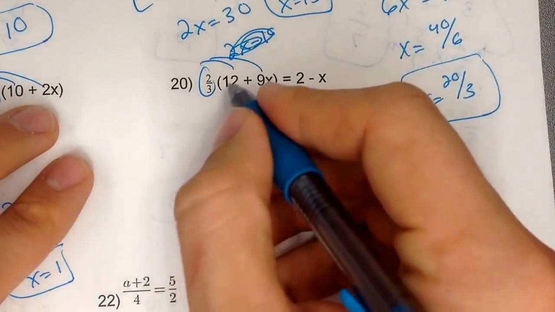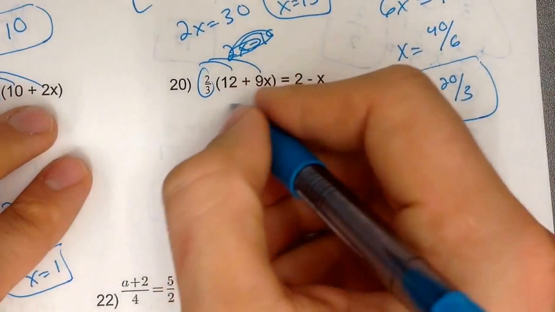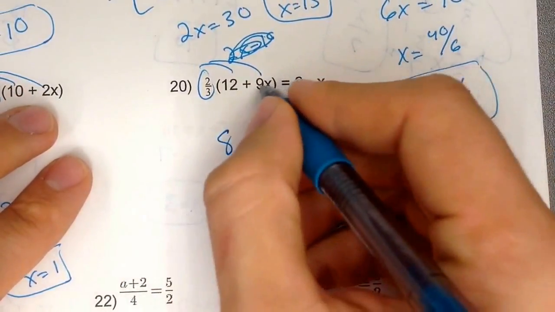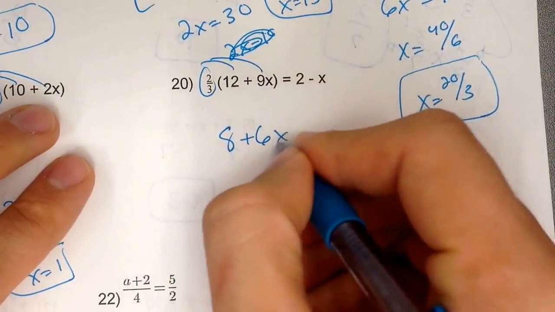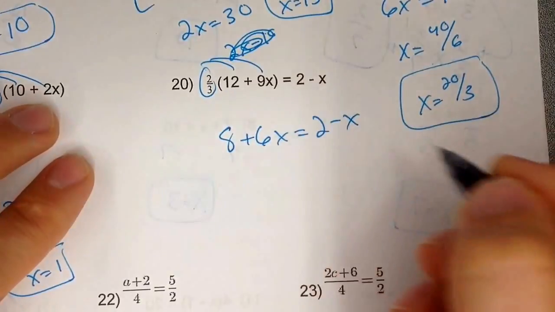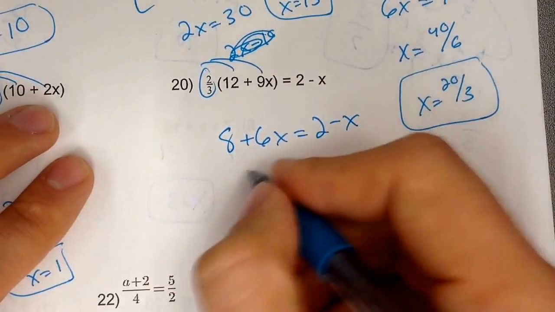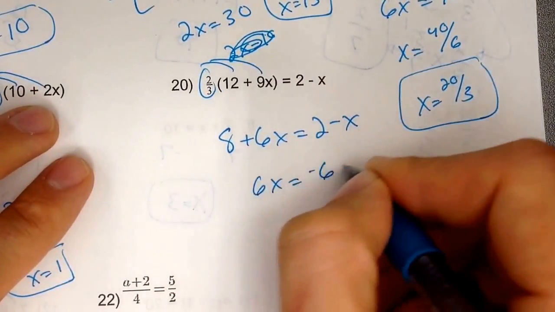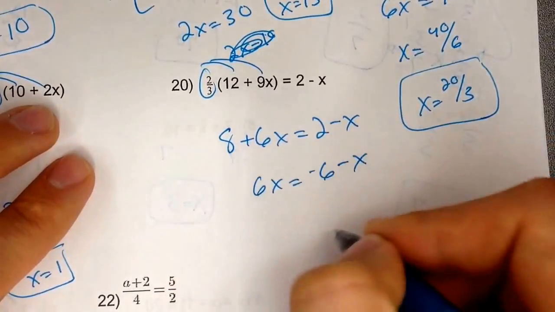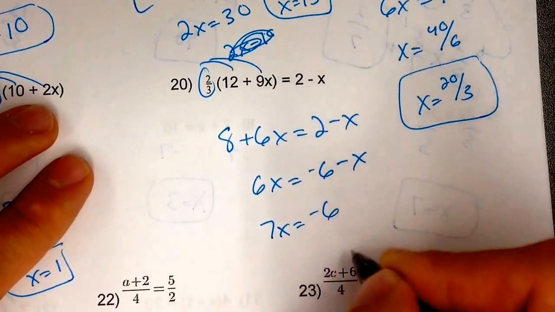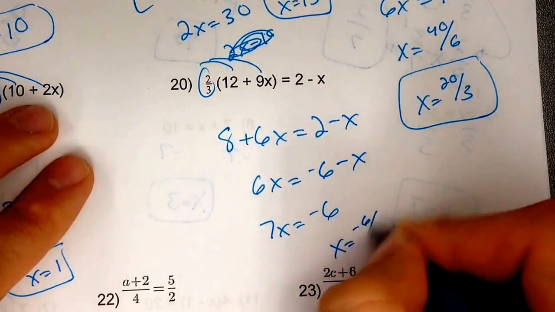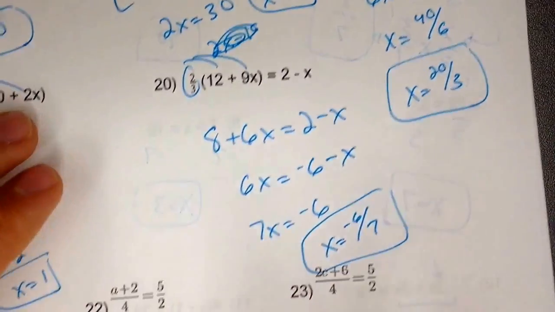Number 20. Distribute that 2/3. 12 divided by 3 is 4, times 2 is 8. 9 divided by 3 is 3, times 2 is 6. And we'll slap an x on there. The 2 minus x will stay. I'm going to subtract the 8 to the other side. 6x is equal to negative 6 minus x. Add the x to the other side. And we'll get 7x is equal to negative 6. Divide the 7 off. x is equal to negative 6 over 7. And we're done with that problem.